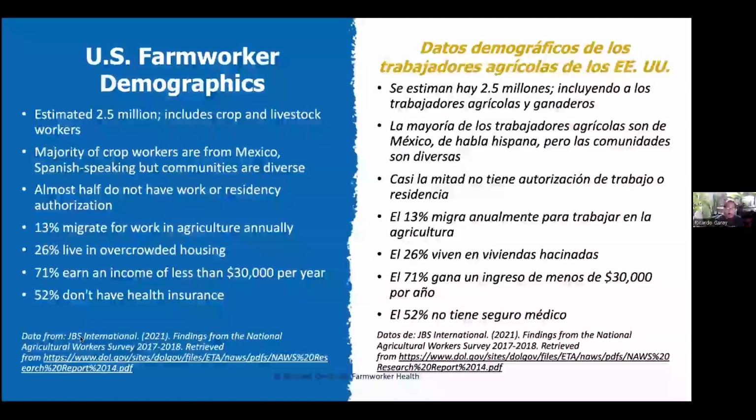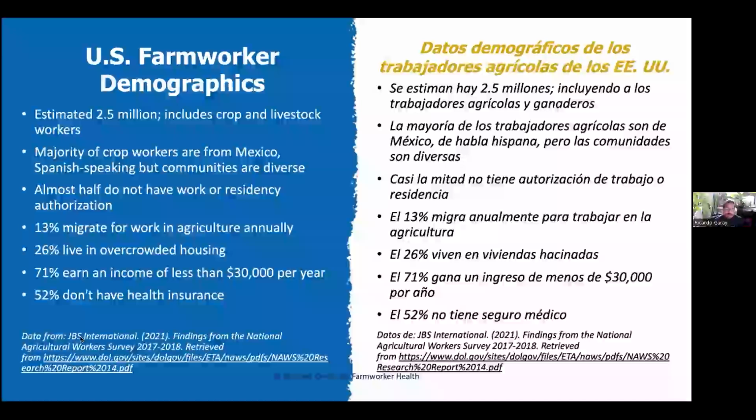The majority of crop workers are from Mexico and speak Spanish, but it is a very diverse community. There are a lot of dialects and originary tongues, and we have to take these into account, like Creole and other dialects that are not Spanish speaking, but are important for us to recognize within this community. About half of them do not have work in agriculture annually within the United States. Almost half do not have work or residency authorization, but they still contribute to this activity.